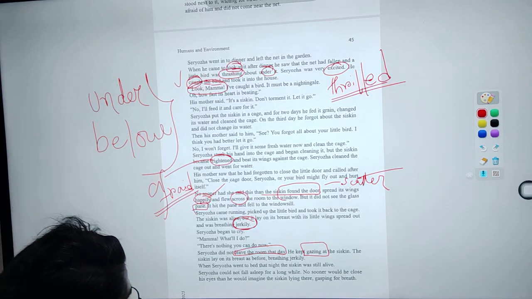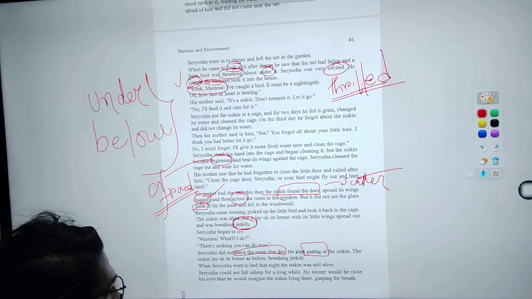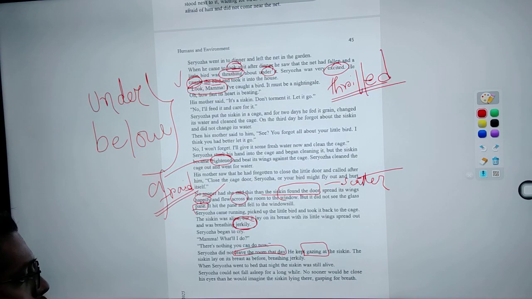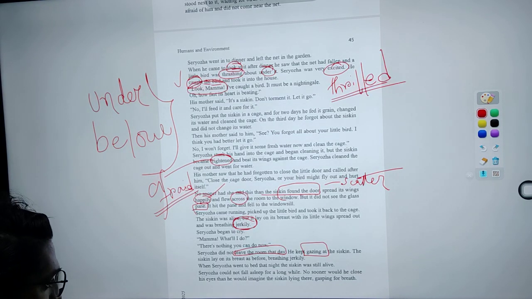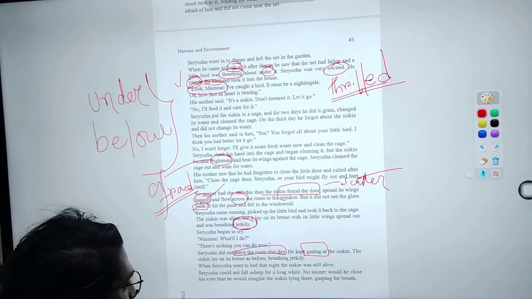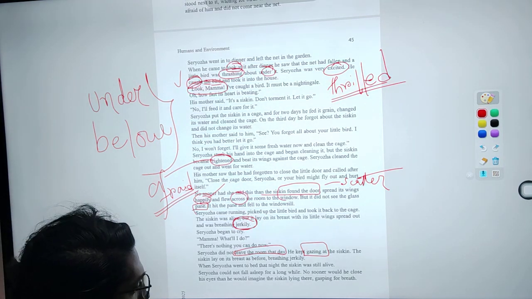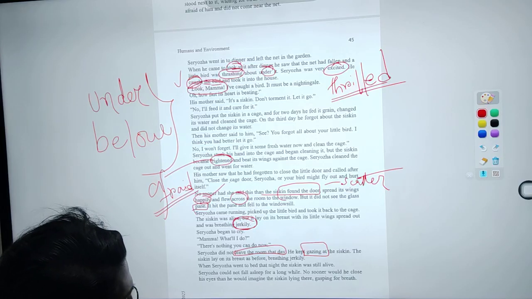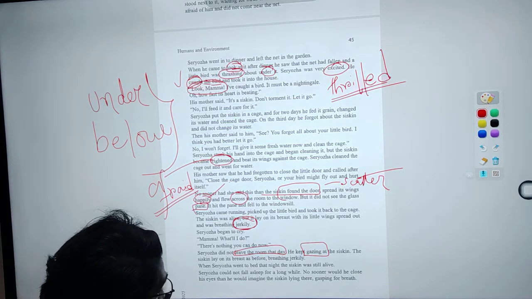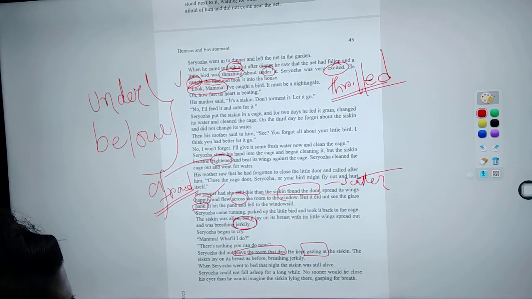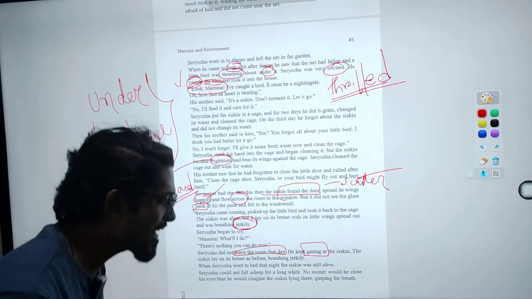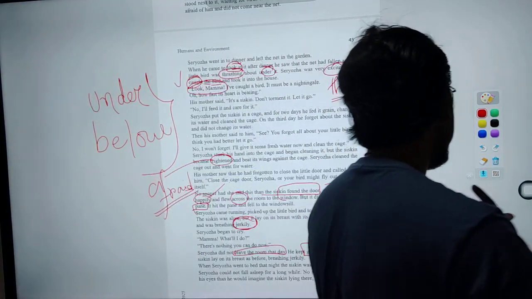When Shailaja went to bed that night, the siskin was still alive, তখনও বেঁচে ছিল যখন সে শুতে যাচ্ছিল. Shailaja could not fall asleep, শুতে পারছিল না, because of the bird. And for a long while, অনেকক্ষণ যাবত, no sooner would he close his eyes than he would imagine, চিন্তা করল, the siskin lying there, gasping, হাঁপাচ্ছে, for breath.